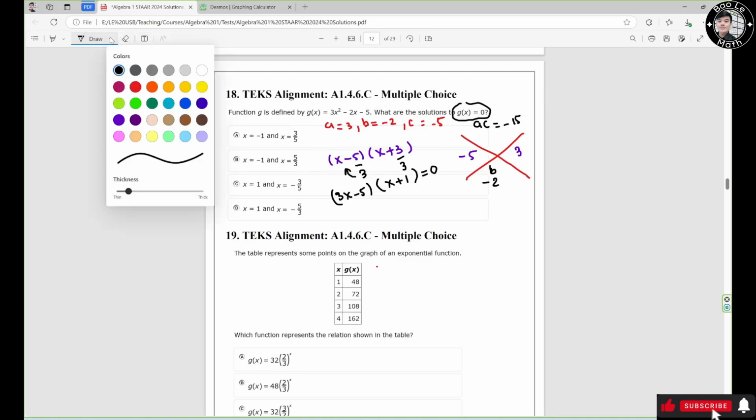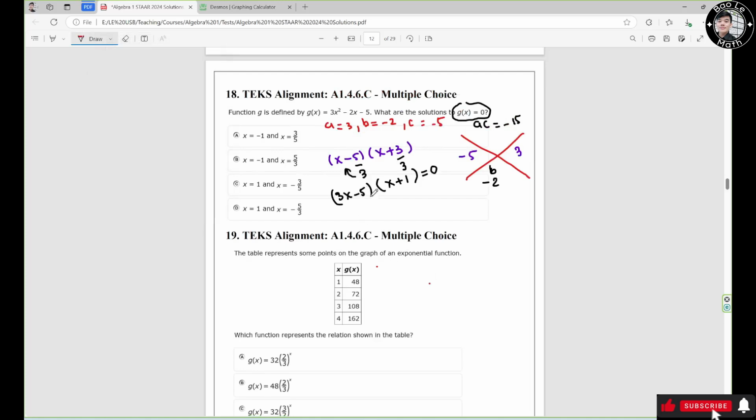So this is a zero product. You need to let each of these equal to 0, right? So I have 3s minus 5 right here equal to 0. I solve for s, right? So I'm going to add 5 to both sides. So I have 3s equals 5. And I divide both sides by 3. So s equals 5 over 3, right?